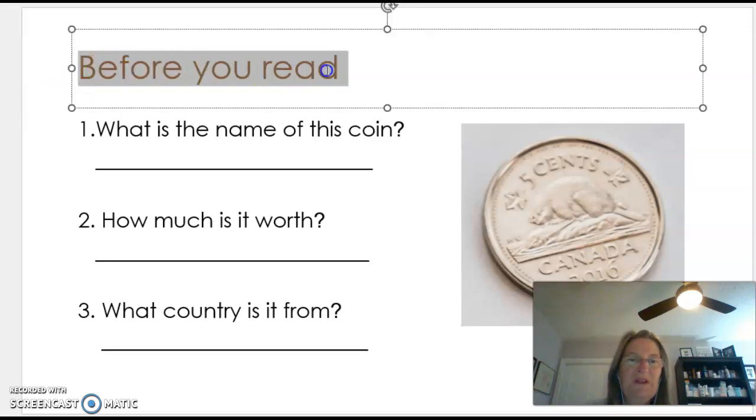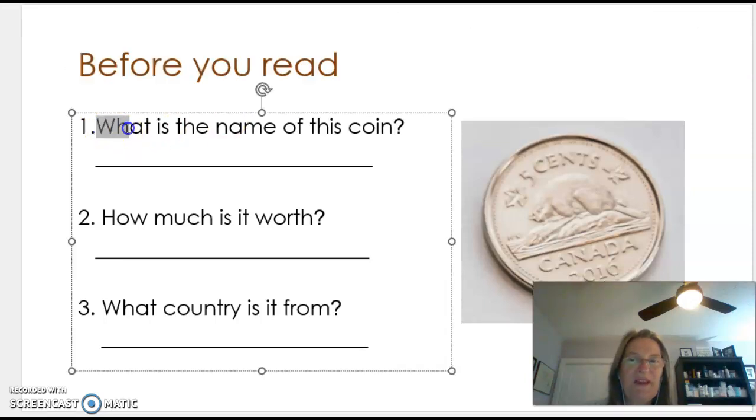Now, before you read, see if you can answer these questions. Number 1. What is the name of this coin? Number 2. How much is it worth? Number 3. What country is it from? You can stop the recording anytime to answer the questions or to do the homework practice activities.